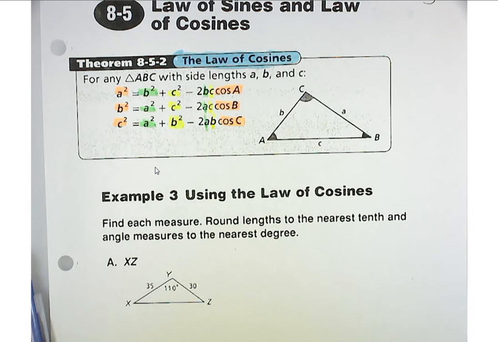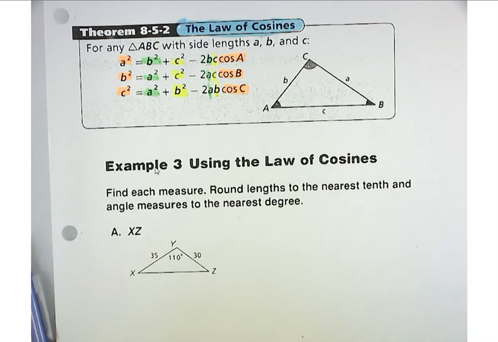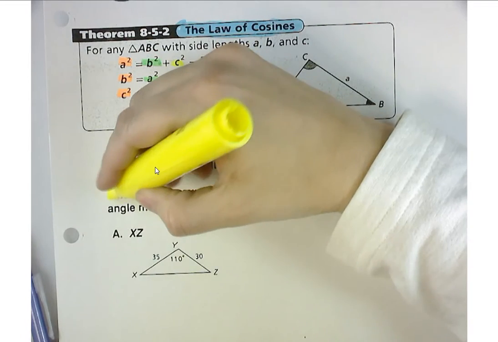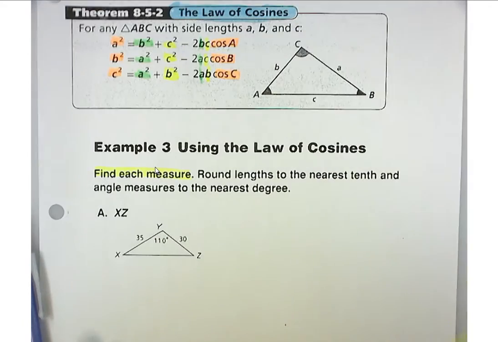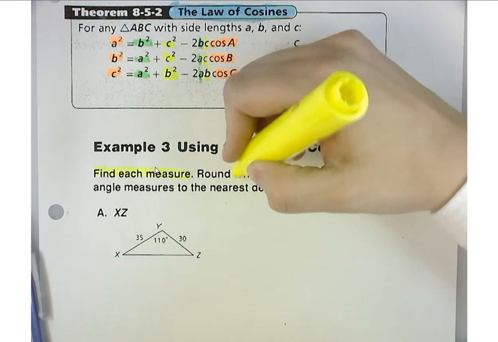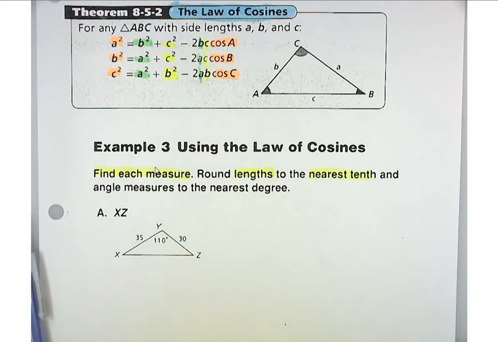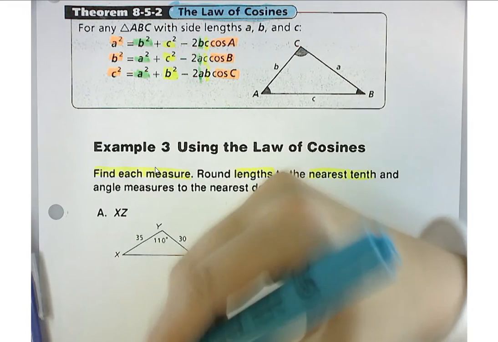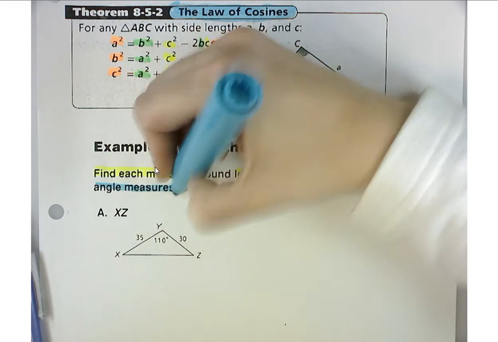So what we're going to do for example 3 is use the law of cosines, and we're going to use that to find each measure. We're going to round any lengths to the nearest tenth, so that's for a length. And then angle measures, this is similar to what we did yesterday, get rounded to the nearest degree.